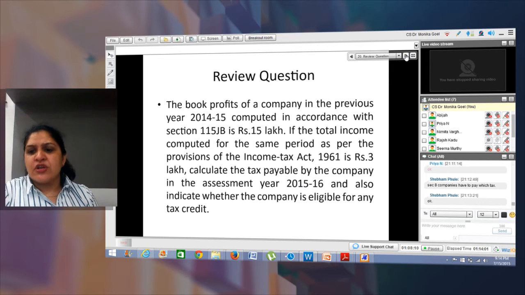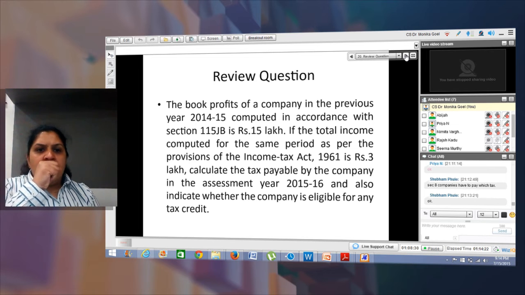Now, just to give you a small computation: if the book profits of a company in the previous year 2014-15 are say rupees 15 lakhs, and the total income computed as per the provisions of the Income Tax Act is rupees 3 lakhs, then can you calculate the minimum alternate tax and the regular tax for the company? Simple calculation. 15 lakhs book profits and regular income of rupees 3 lakhs. Can you calculate MAT and the regular tax? Very simple question.